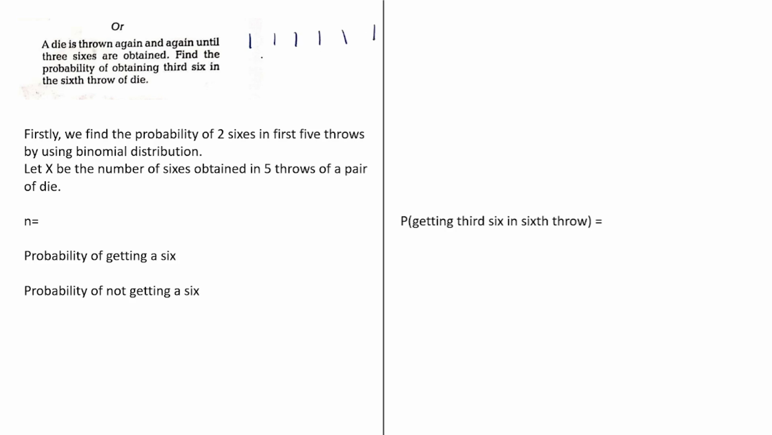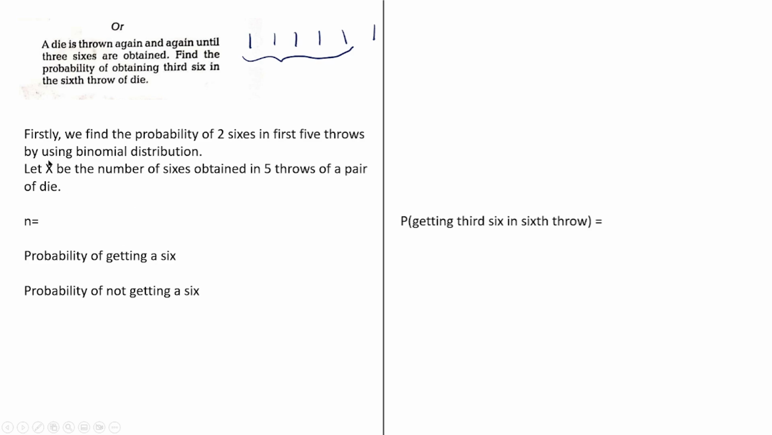So here, first let us find the probability of obtaining 2 sixes in these 5 rows by assuming that x is the number of sixes obtained in 5 rows of a pair of die. After that we can find the probability of the third 6 in the 6th row by probability of x equal to 2 into probability of getting a 6 in the 6th row. So while doing it, it will be easy to understand.